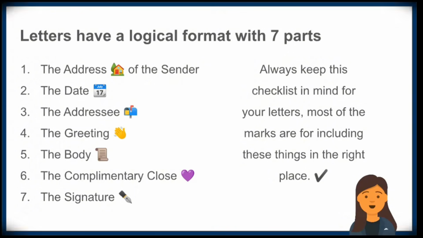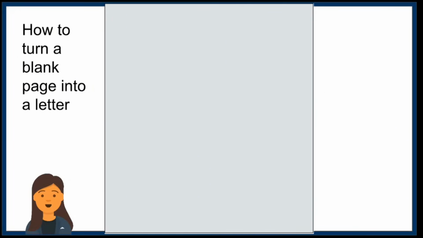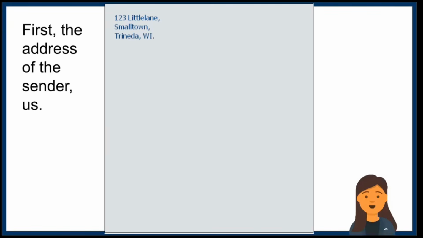Alright, now let's just look at an example here of a business letter that is being sent by a person to a company. Alright, this looks a little bit different than a letter that a company would send to a person, and we're going to look at that after. Alright, so let's say we are a blank piece of paper here, and this is how it's going to go. There's going to be the address first.